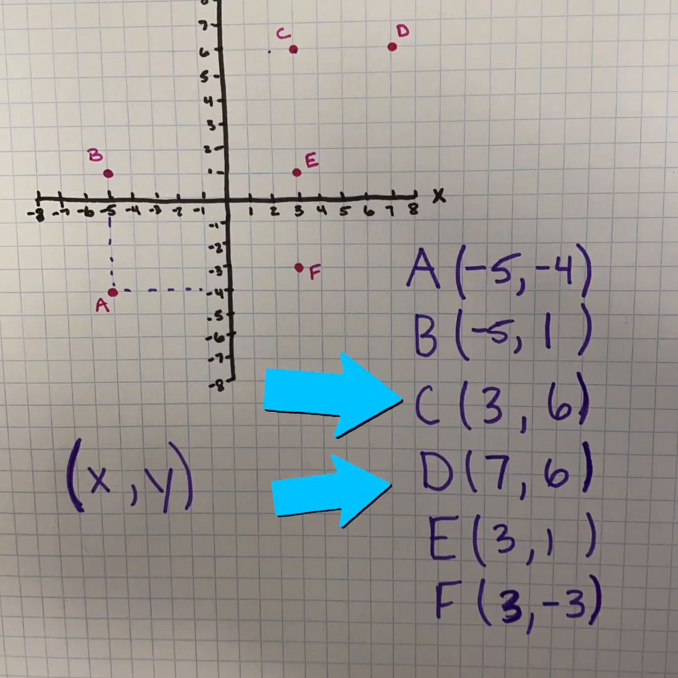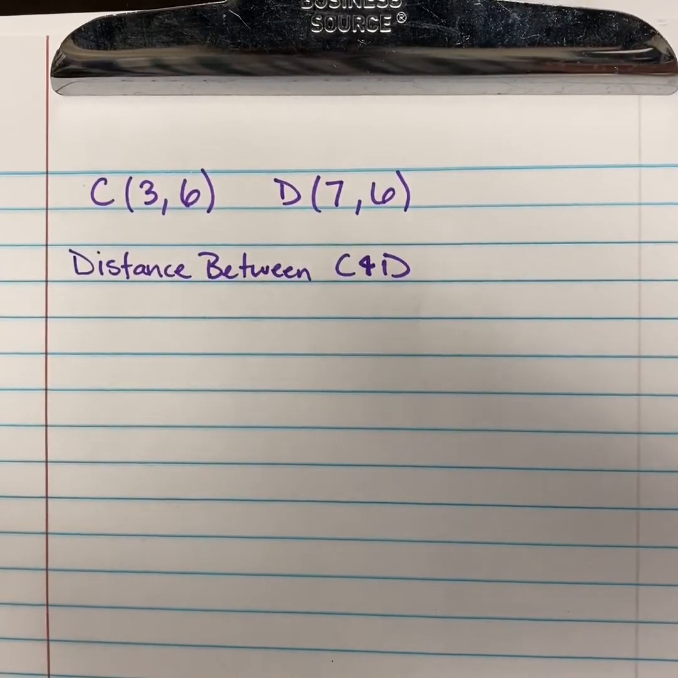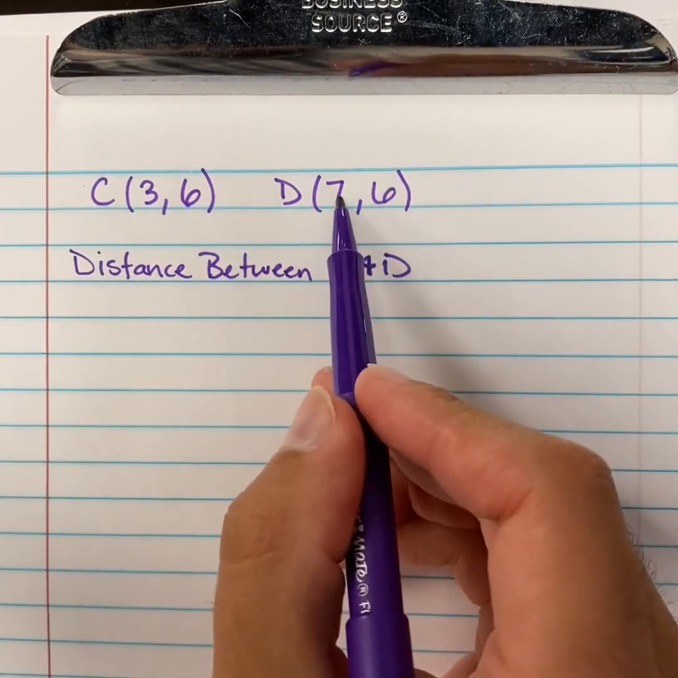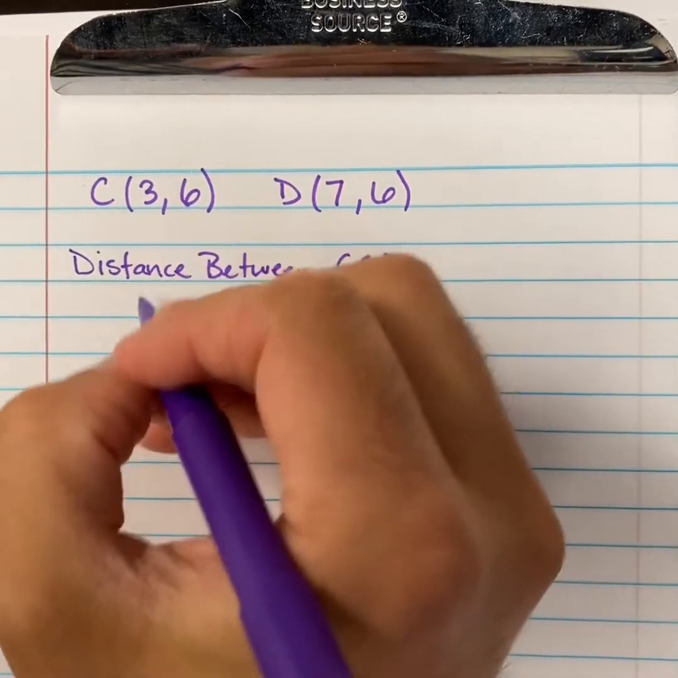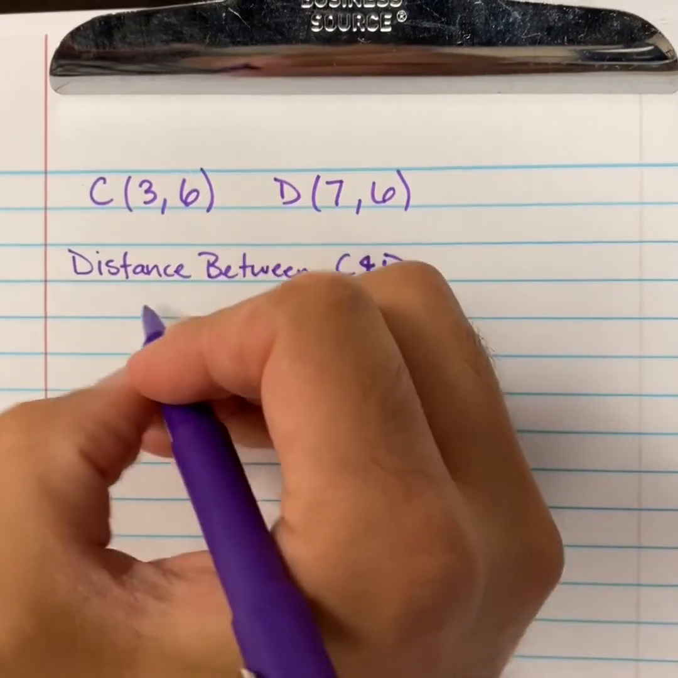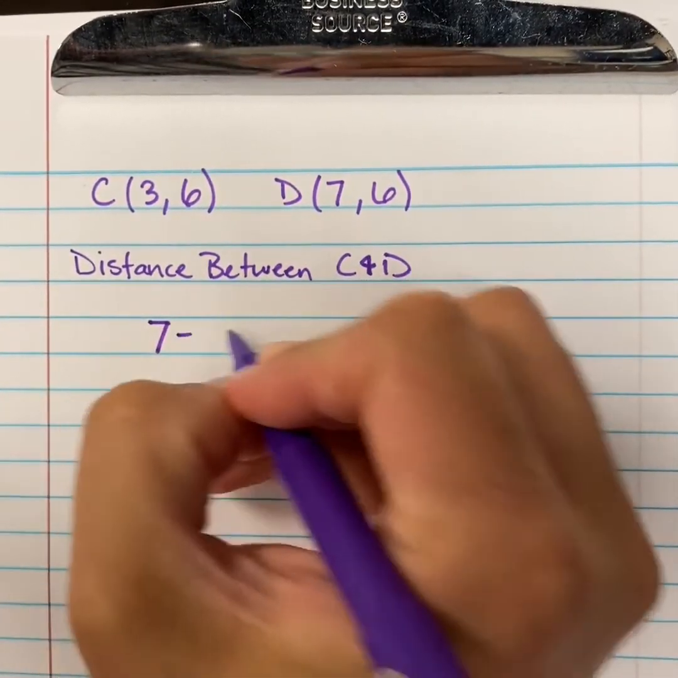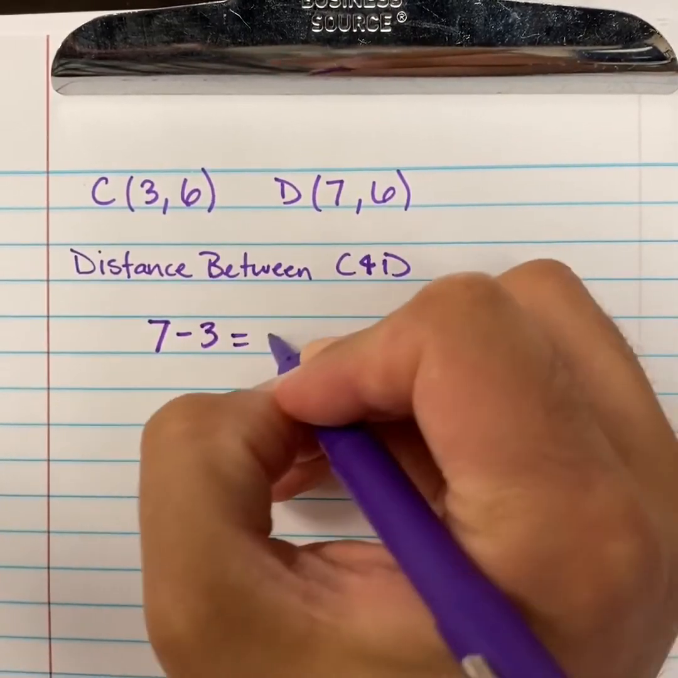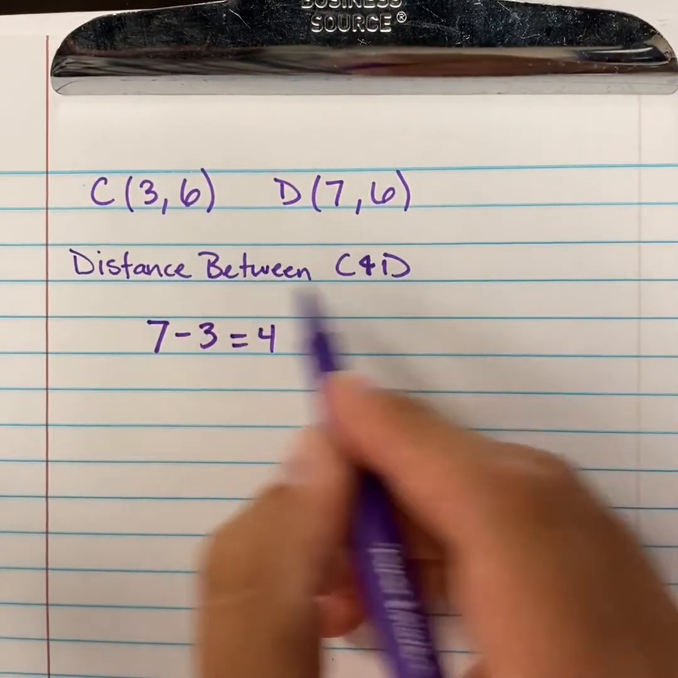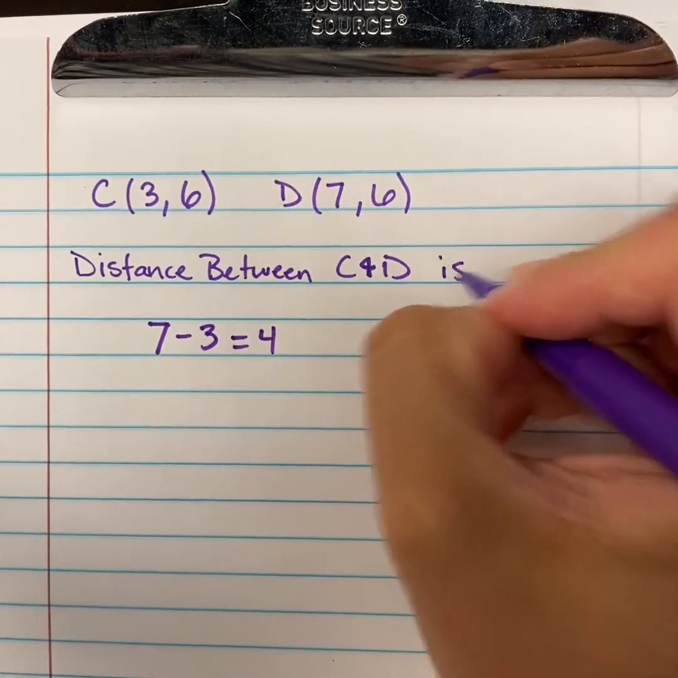So if we look at C and D, their x and y coordinates, we can see that they both have a y coordinate of 6. We know this when we look at the picture because we can see that they are in line with each other horizontally. So we are going to be using the x coordinates to calculate the distance between them. Since the y coordinates are the same, we're going to be looking at the x coordinates 7 and 3. And I am going to just actually take the difference of these two numbers. So we're going to take 7 minus 3, and we would get 4. So the distance between C and D is 4.